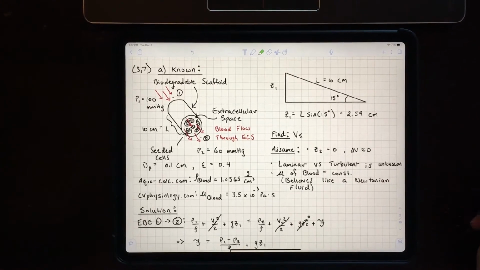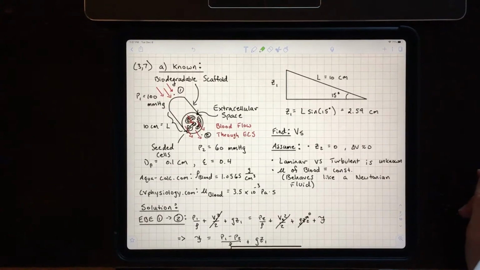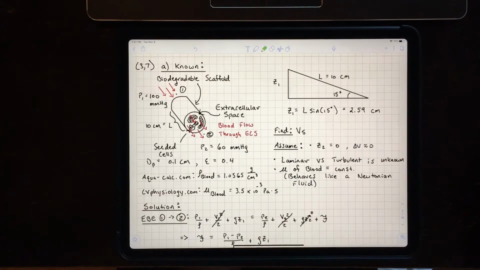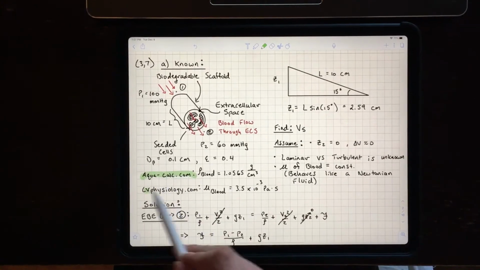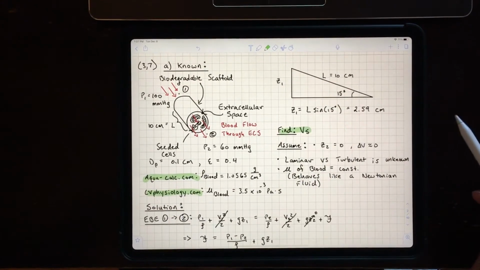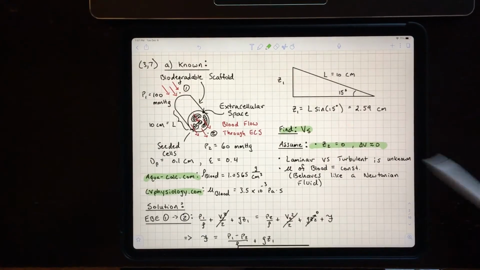Next covers topics 3 and 7. I'm only going to talk about topic 7, flow through porous media. Here we have some more known values and the sources that I got them from. We're going to find the superficial velocity. We're going to make some assumptions based on the points that we drew.